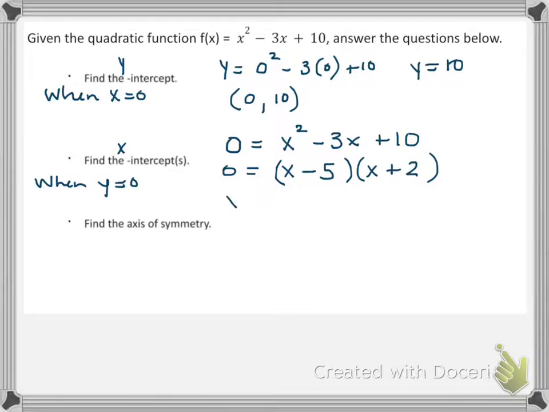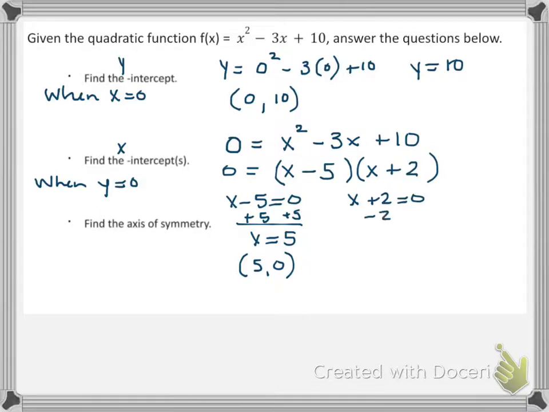If I set x minus 5 equal to 0 and solve, I get x equals 5. So that ordered pair would be when x is 5 and y is 0. That's an x-intercept. And then if I set x plus 2 equal to 0 and solve, I get x equals a negative 2. So that is negative 2 comma 0. That's an x-intercept. Okay, and then the last part, find the axis of symmetry.